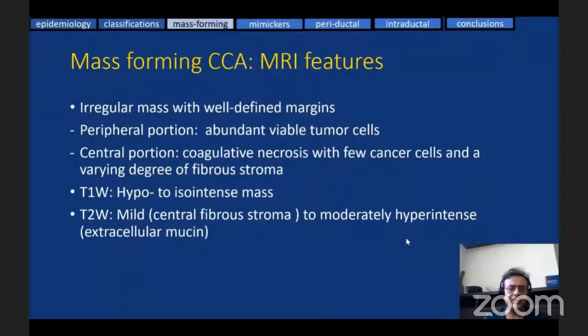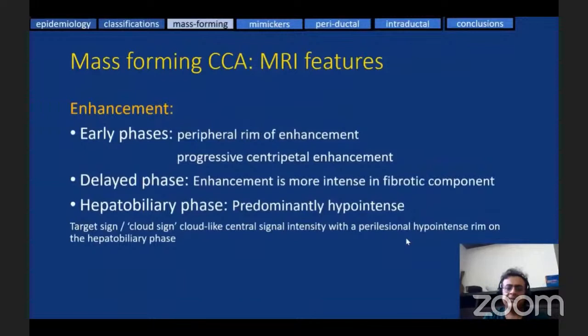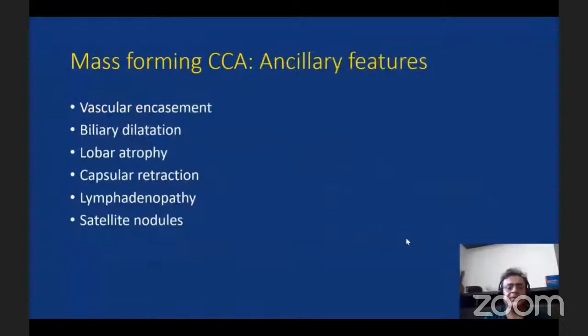In the arterial phase, they show a peripheral thin rim of enhancement with progressive centripetal enhancement in the subsequent phases. In the delayed phase, there is more intense enhancement. They are predominantly hypointense on the hepatobiliary phase, and I'll talk more about some interesting signs on the hepatobiliary phase. The ancillary features are quite useful sometimes in differential diagnosis.